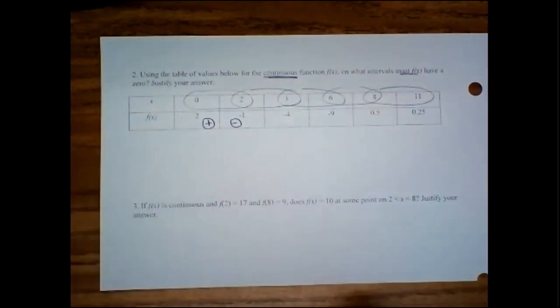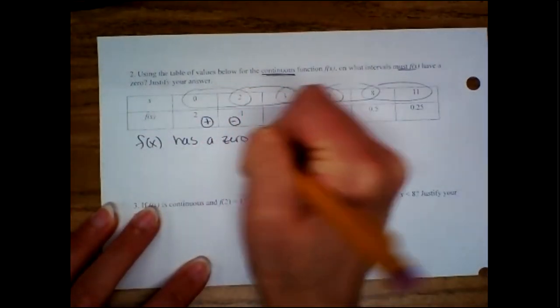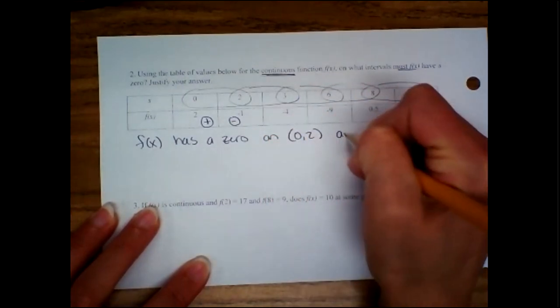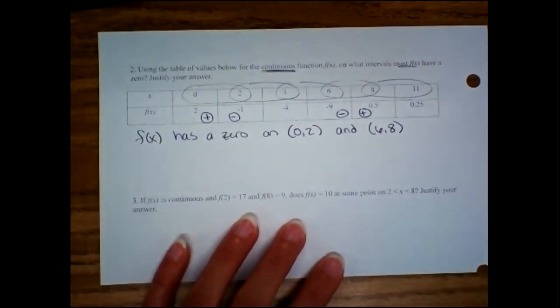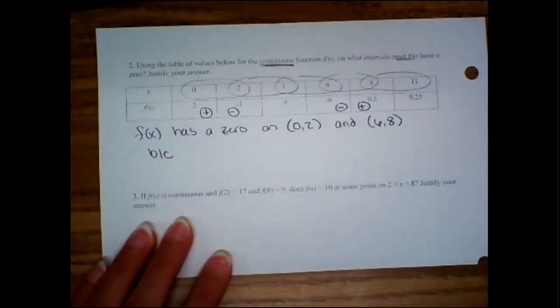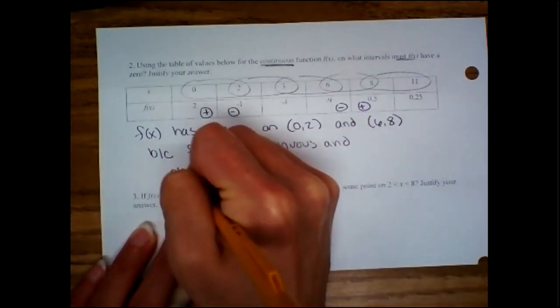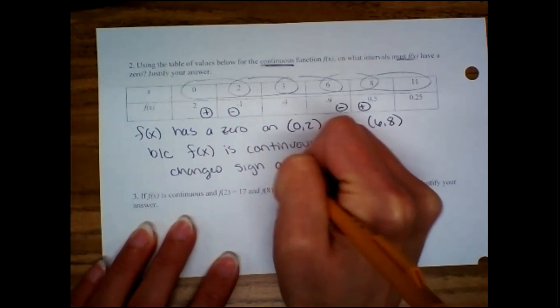So on 0 to 2, let's see how I was going to write this one. f of x has a 0 on the interval 0 to 2, and then there's one other one. Can you guys find the other one? There's another place, from 6 to 8. Do you see how this is negative and this is positive? 0 is going to have to be in between. So f of x has a 0 on the, I know those look like coordinate pairs, they're intervals though, interval 0 to 2 and 6 to 8, because, and you can abbreviate because, f of x is continuous and changes sign on those intervals.